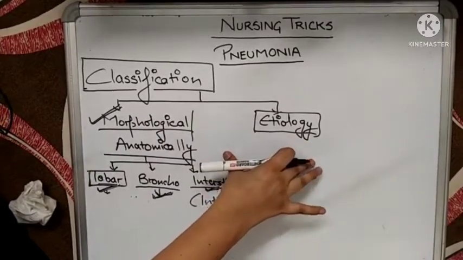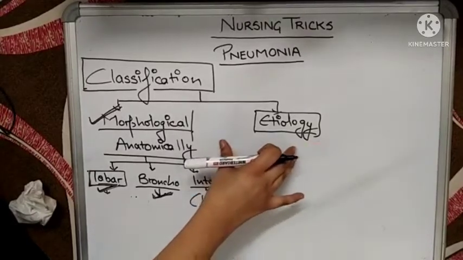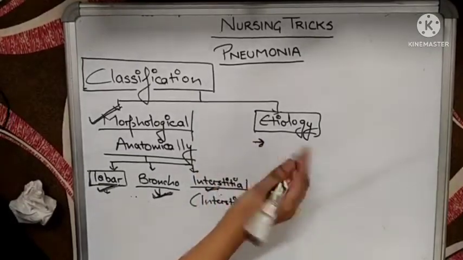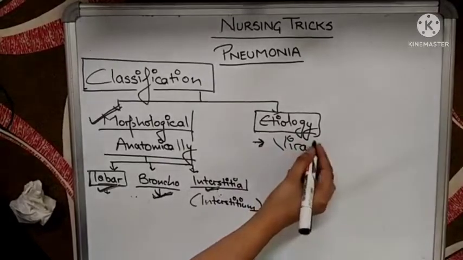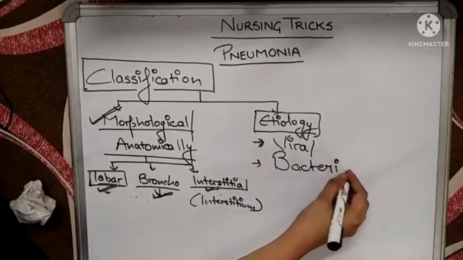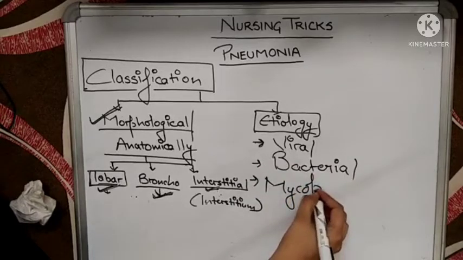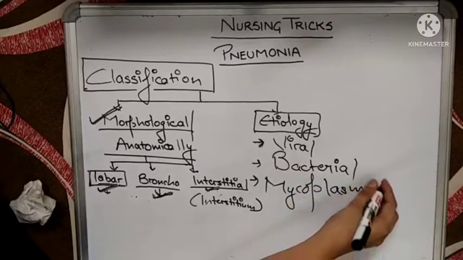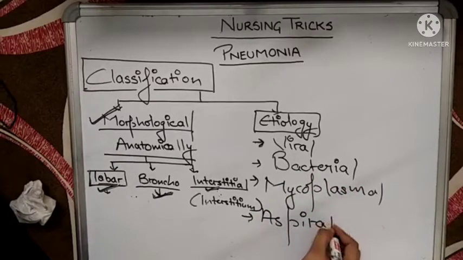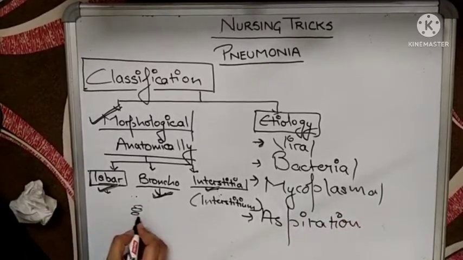It is very commonly seen that pneumonia is classified on the basis of the etiology. So on the basis of etiology, it is divided into viral pneumonia, bacterial pneumonia, mycoplasmal pneumonia, and then aspiration pneumonia.